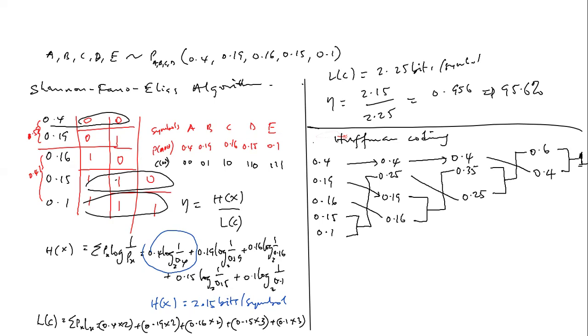Once we've done all of this ordering, then we start assigning zeros and ones. That's under the splitting part of the algorithm. So add zero and one to the two final symbols and work backward. So this time we are now going to add, let's change the color. This is going to have zero. No, I want to change the color.